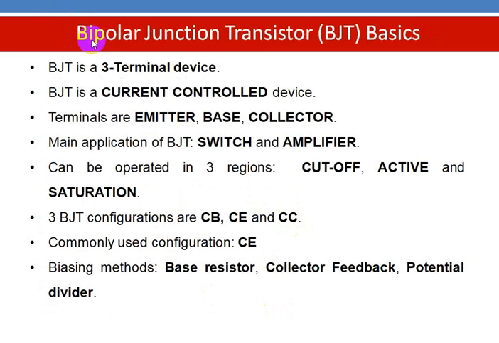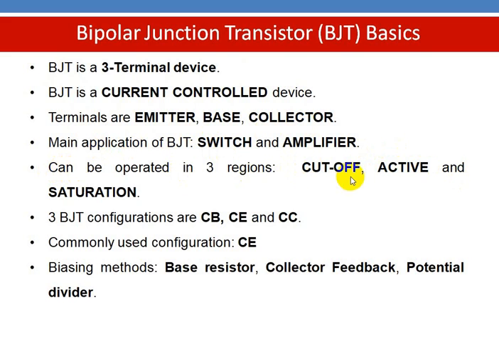So we should know how to understand the parameters from the datasheet. Next, we'll see about this device, the bipolar junction transistor, in short called BJT, the basics. BJT is a three-terminal device. We have two types of transistors, NPN and PNP. BJT is a current control device. Terminals are emitter, base, and collector. Applications of BJT: it is used as a switch and also as an amplifier.